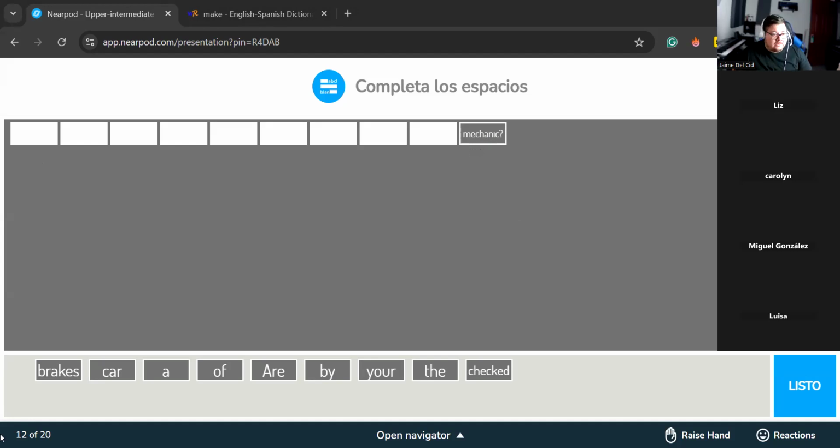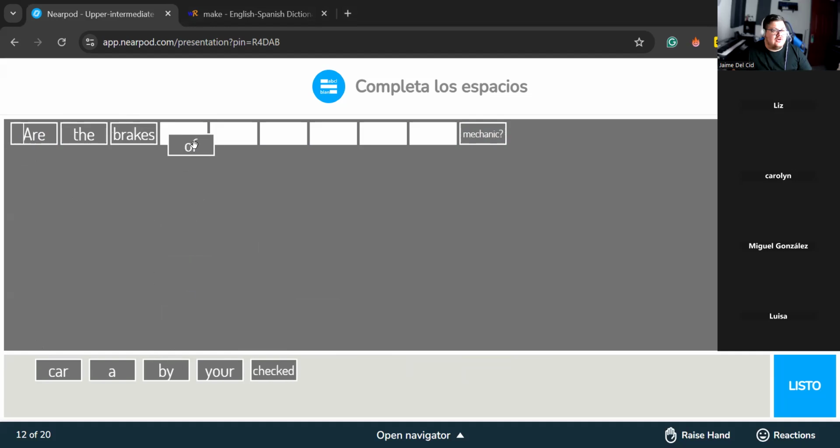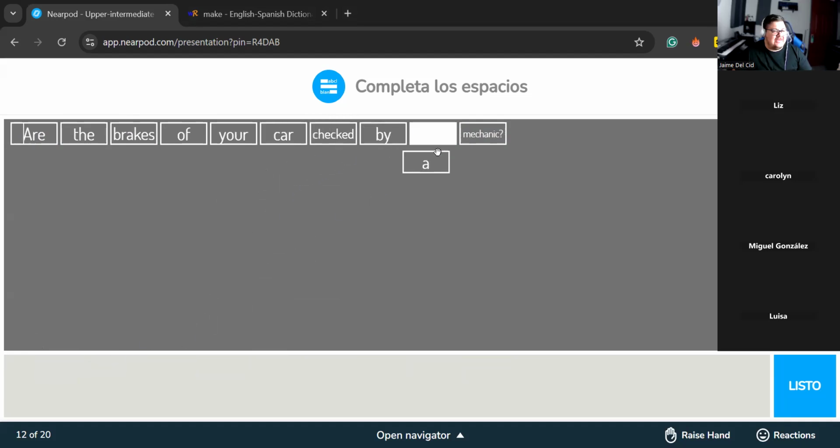So it's a yes, no question. So that means that we don't have a word like what, when, where. That word is not here. But we have one of these that is capital letter. So that means that this is the very first word in the sentence, right? So it makes sense. Are the brakes of your car checked by a mechanic? This is the right answer.